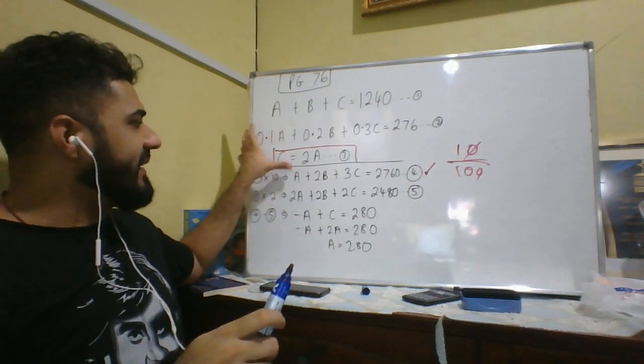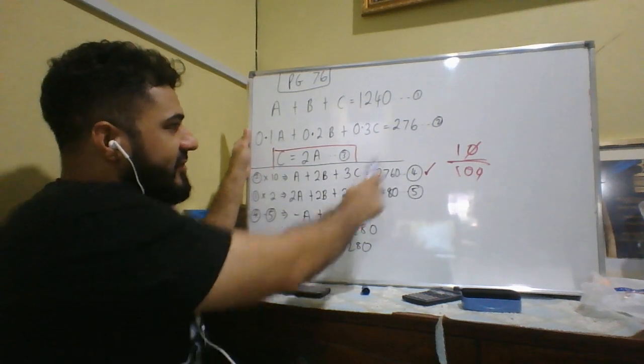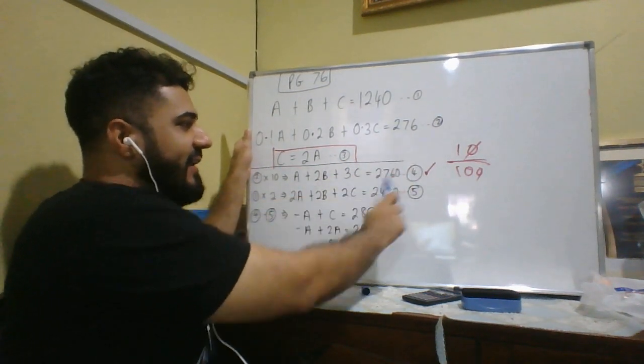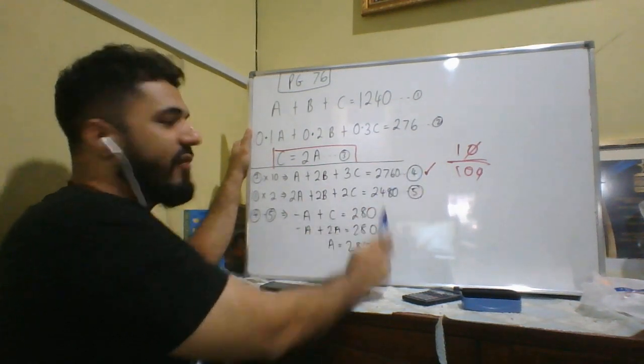0.1 times 10 is 1, 0.2 times 10 is 2, 0.3 times 10 is 3. Don't forget this one also must times 10, 2760. Okay, so you got this equation, we call it equation 4.